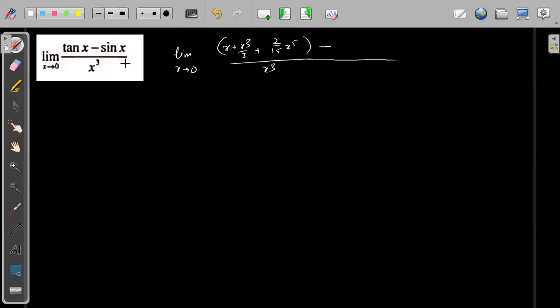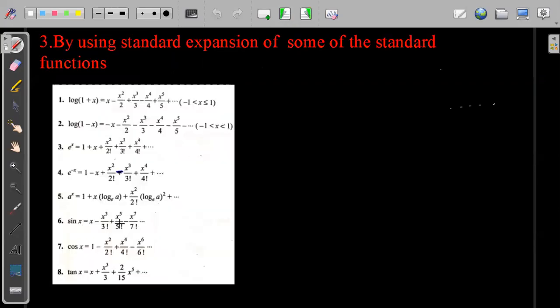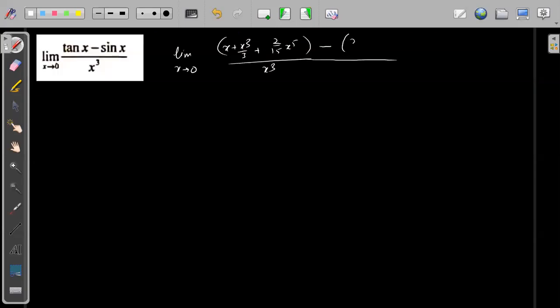For sin x, the first term, if you substitute 0, will become 0. Then the second term is x, then next is x cube, x to the power 5. So simply x minus x cube by 3 factorial, plus x to the power 5 by 5 factorial, and so on. Now see, this x and this x get cancelled.